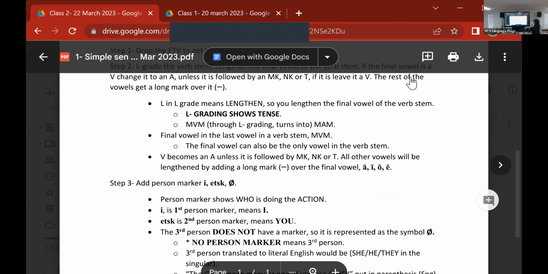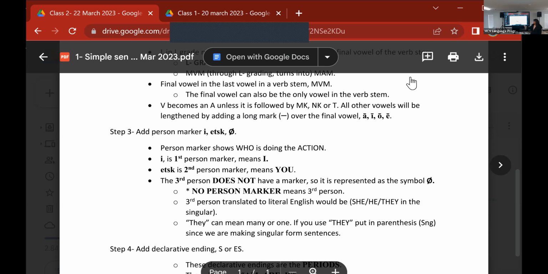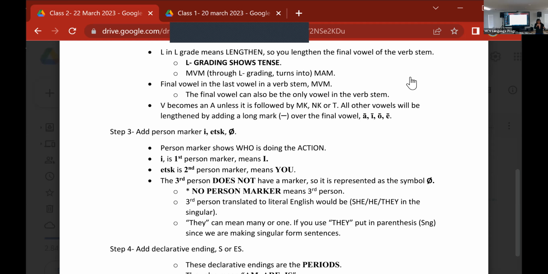Okay, so add the person marker, step 3. So this week, we're adding the I. Person marker shows who's doing the action. I, right now, this is what we're talking about. I is the first person marker, means I. It's just the second person marker, means you. Third person does not have a marker, so it's represented by the symbol. That's why I put the symbol there. When I conjugate my Mvskoke words, for me, it's better to have the symbol than to have nothing, because that reminds me that means third person. That's why I put that there, because it has no person marker.